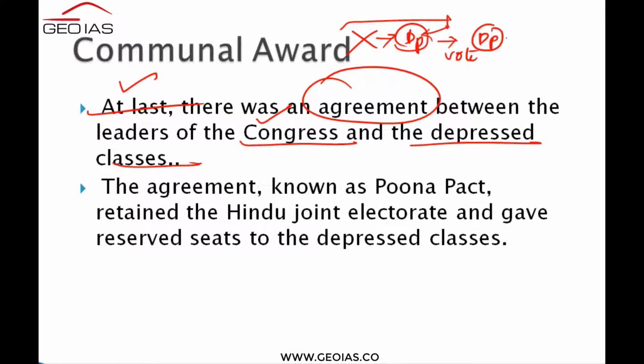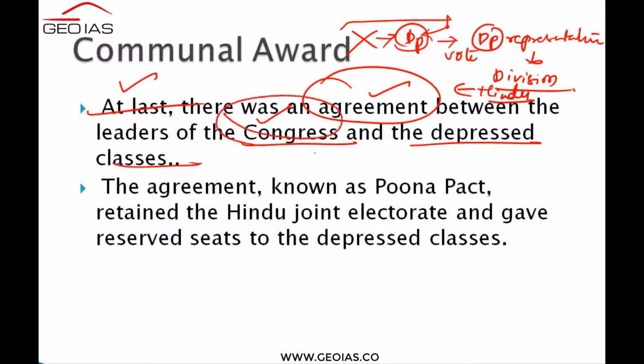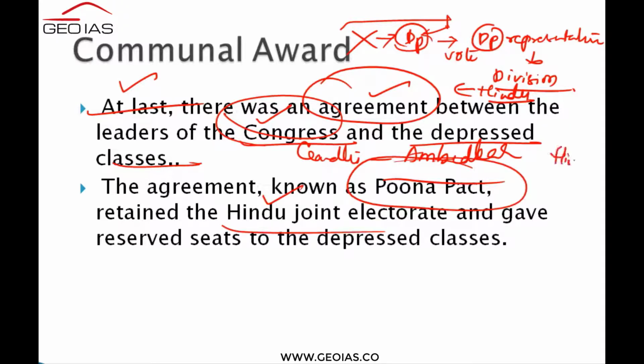So this was not liked by Gandhi because it would bring some division in the unity of India, and the unity of the Hindu religion also. So that is why he undertook a fast unto death, and at last an agreement was reached between the leaders of the Congress, like Gandhi, and the leader of the depressed class, Ambedkar. This pact is known as the Poona Pact, and in the Poona Pact, with the Hindu joint electorate, all the Hindus can vote for all the Hindus. Hindus include all the people and depressed classes also.